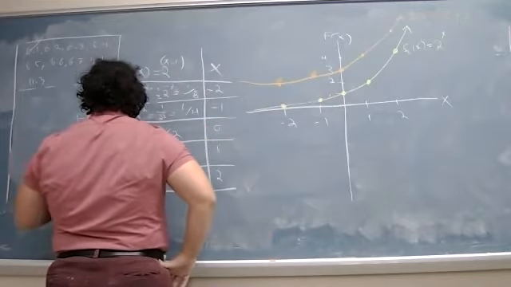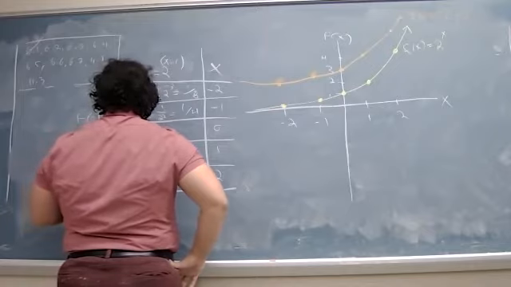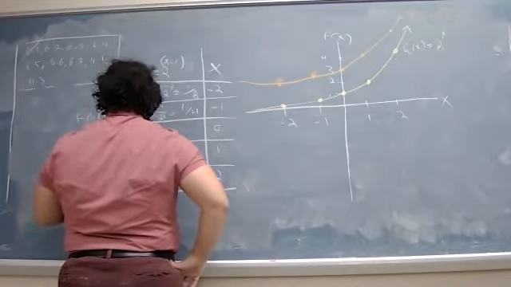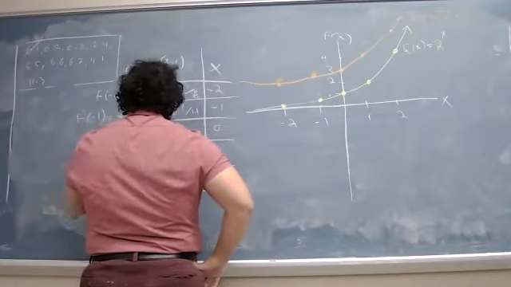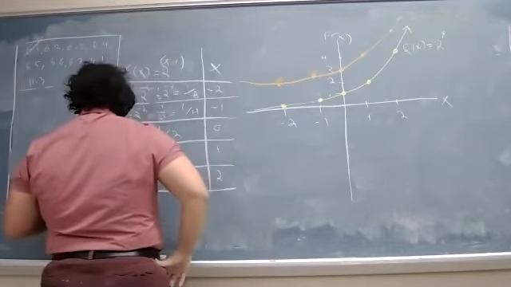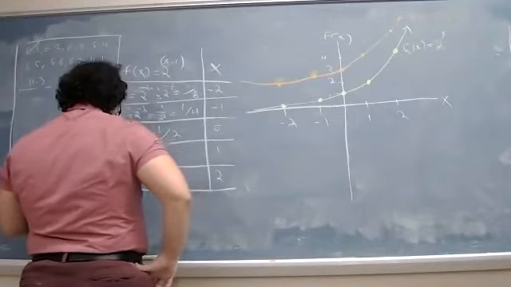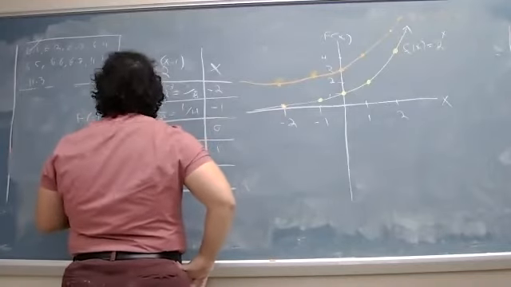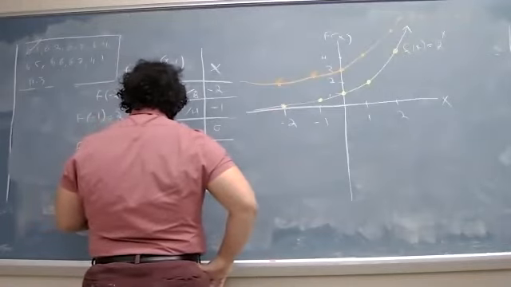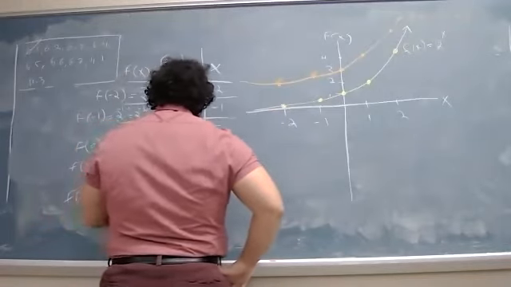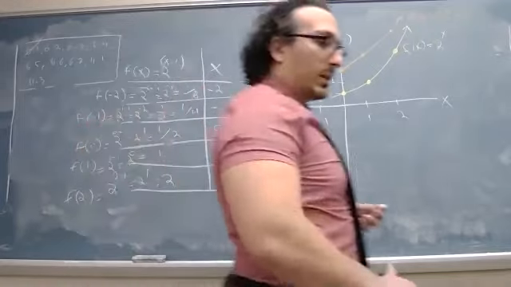What's f of 1? That's the same thing as 2 to the 1 minus 1. And that's the same thing as 2 to the 0, which is just 1. What's f of 2? That's just 2 to the 2 minus 1. That equals 2 to the 1, which is just 2. So what do we get here?